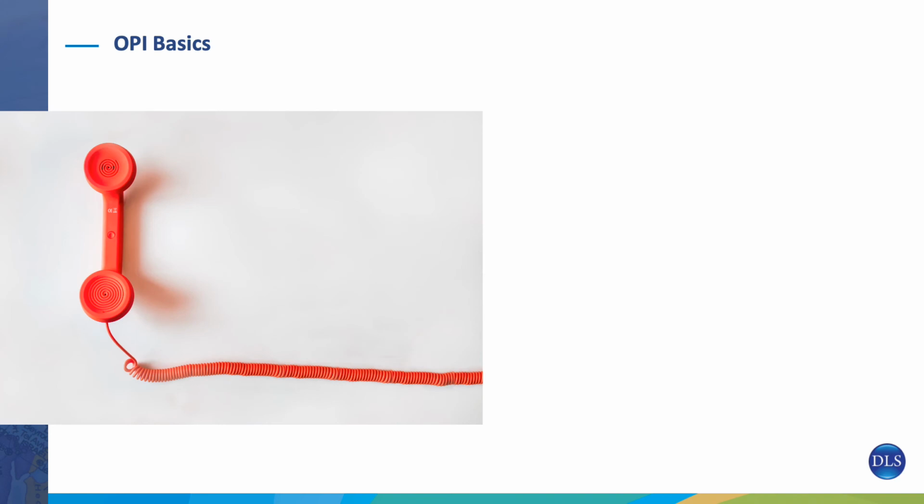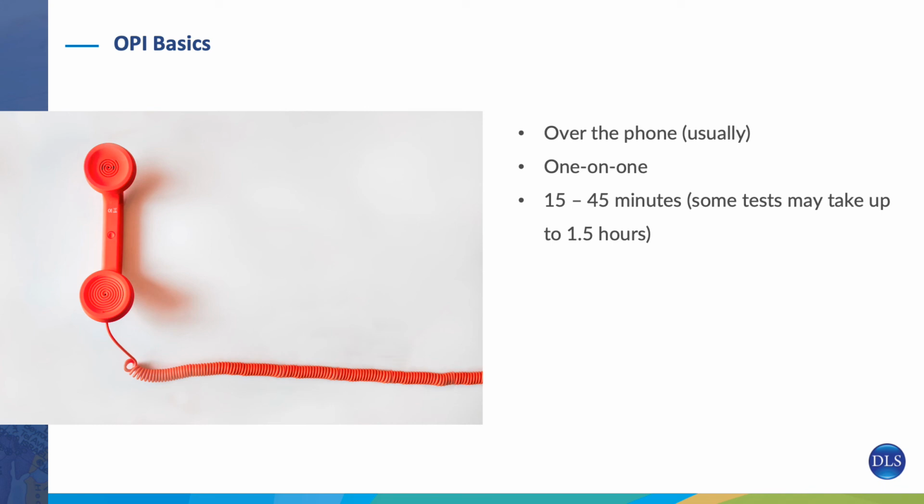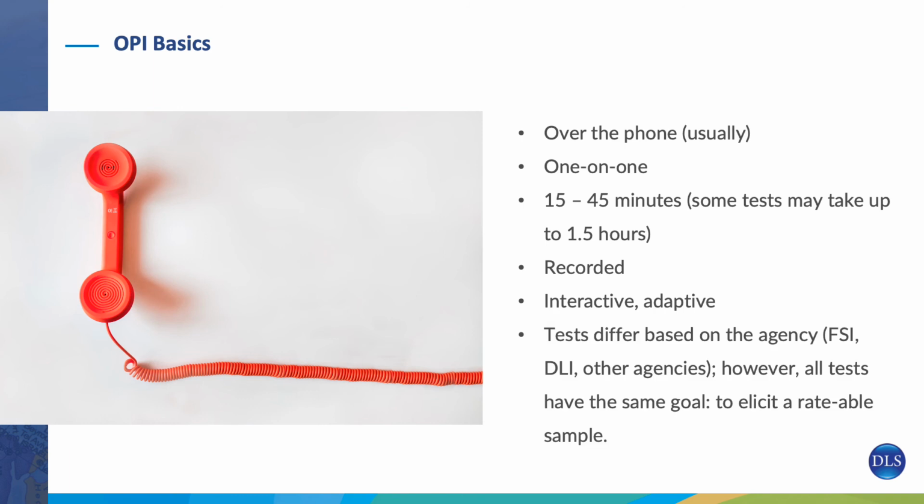So, the basics. An OPI is usually held over the phone. It's one-on-one. The time varies. Many OPIs last around half an hour, but some may take up to an hour and a half. An OPI is recorded, and it is interactive and adaptive. We'll talk a bit more about what this means later. And then, as we said previously, tests differ based on the agency that administers them. However, all tests have the same goal, and that is to elicit a ratable speaking sample from the test taker.